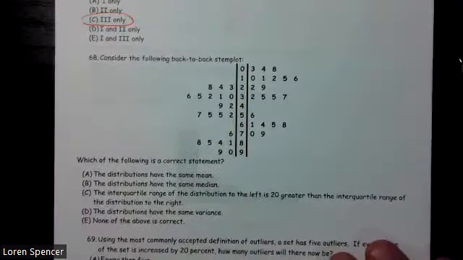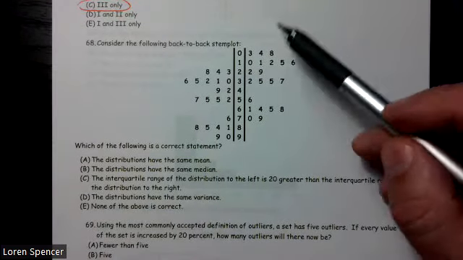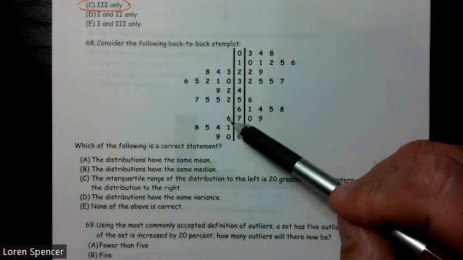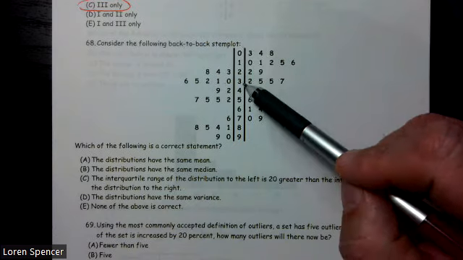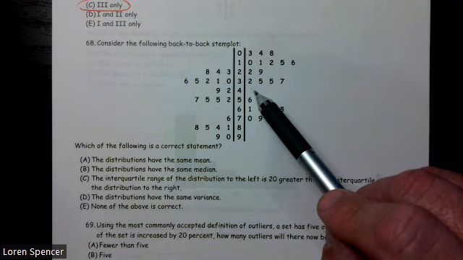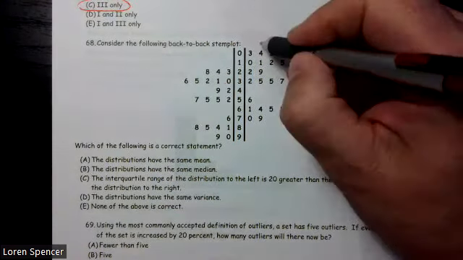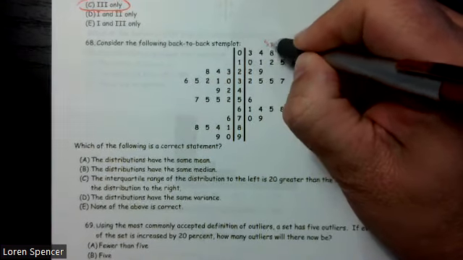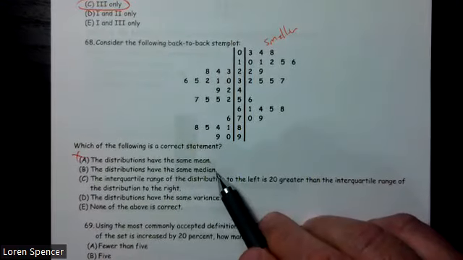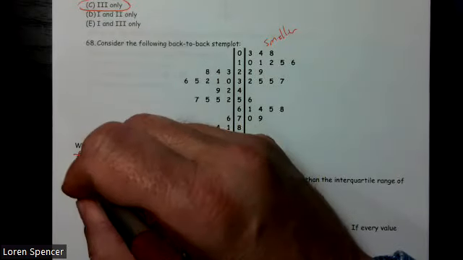68. Consider the following back-to-back stem plot. And if I look, I have 3, 4, 8, 3, 4, 8, 0, 1, 2, 0, 1, 2. Oh, so the second one is shifted back. The distributions have the same mean. No, I can tell you this distribution will have a smaller mean because it's shifted back. The distributions have the same median. No, this will have a smaller median because the whole distribution is shifted back.